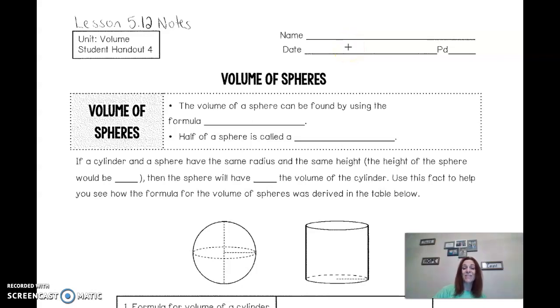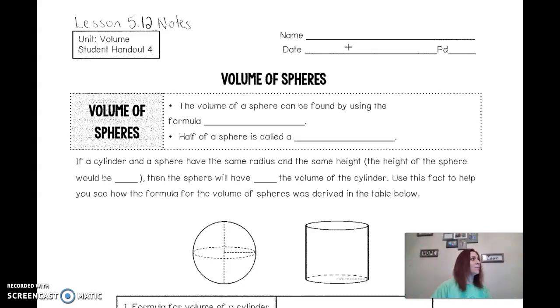Lesson 12 is on the volume of spheres. So we've worked on right prisms, the volume of it, right? Rectangular and triangular prisms. We've worked on the volume of cylinders. We know they have two circular bases around them. We worked on the volume of cones. They have a circular base and then it comes to like a point.